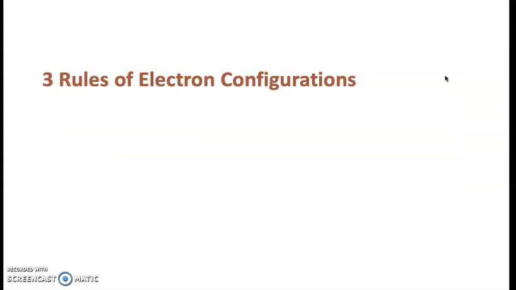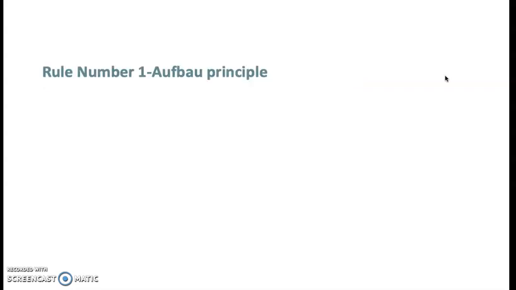Now, there's 3 very important rules of electron configurations that you must follow before you write them. Now, the first rule is the Aufbau principle. What does this mean? Well, it's a very important rule, and it's the reason why we have certain sublevels in specific orders.